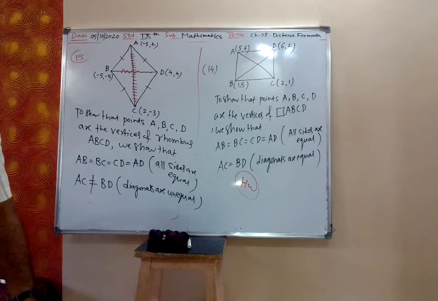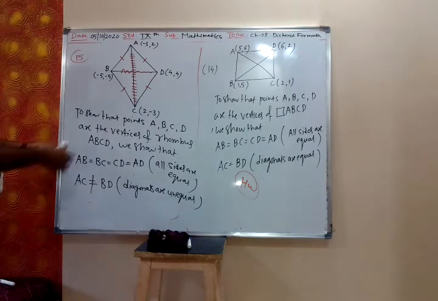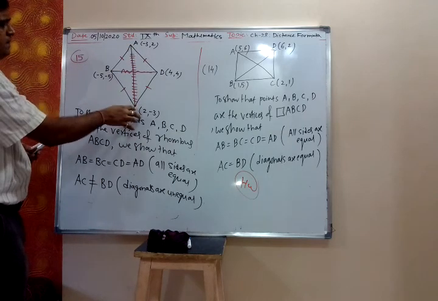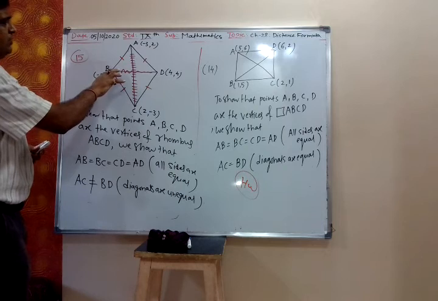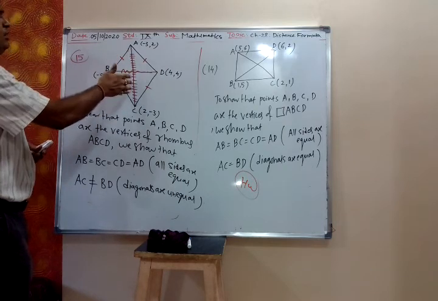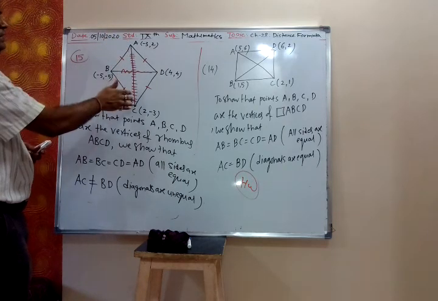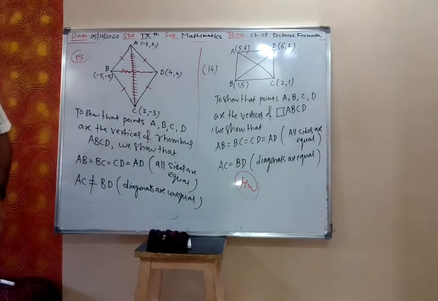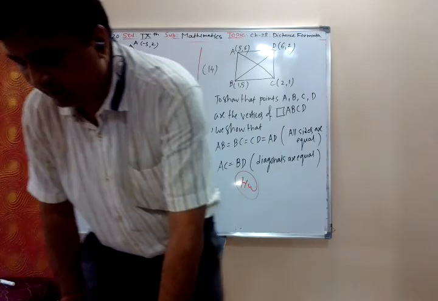Now 16. Because you find by using distance formula what is AC, then by using distance formula you will find BD, and clearly you will see that the length of AC is different from the length of BD. By using distance formula we calculate.